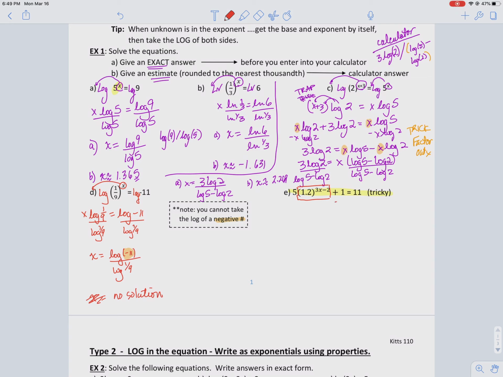So to do that, I'm going to subtract 1 on both sides. So I'm going to have 5 times 1.2 to the 3x minus 2 equals 10. Now I've got to get rid of the 5. So I divide both sides by 5. So now I have 1.2 to the 3x minus 2 equals 2. So now it looks more like the other examples that we've had. So now we're going to take the log. This time I think I'll take the natural log, just to be different.